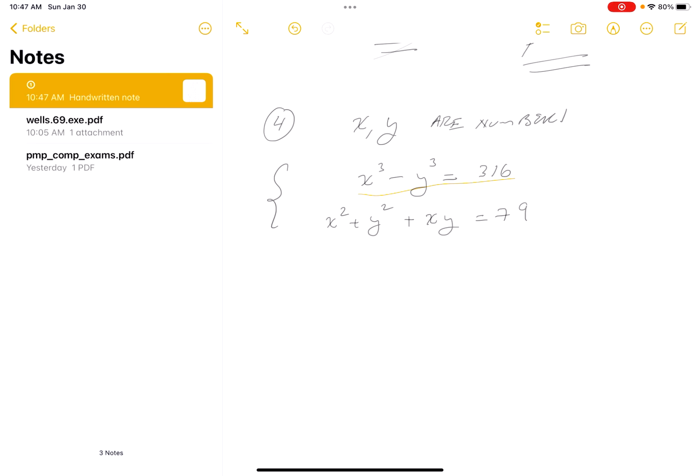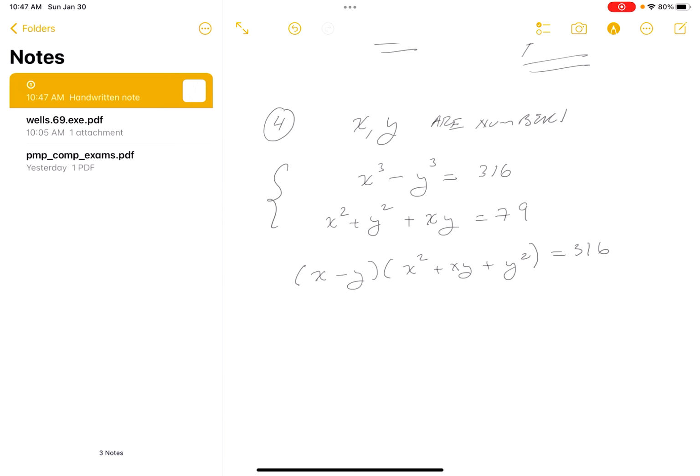So I'm going to look at the first equation, and I'm going to factor it. And what would that be? x minus y, it's the difference of perfect cubes, by the way. And then what would you get? You'd get x squared plus xy plus y squared. And that would equal 316.